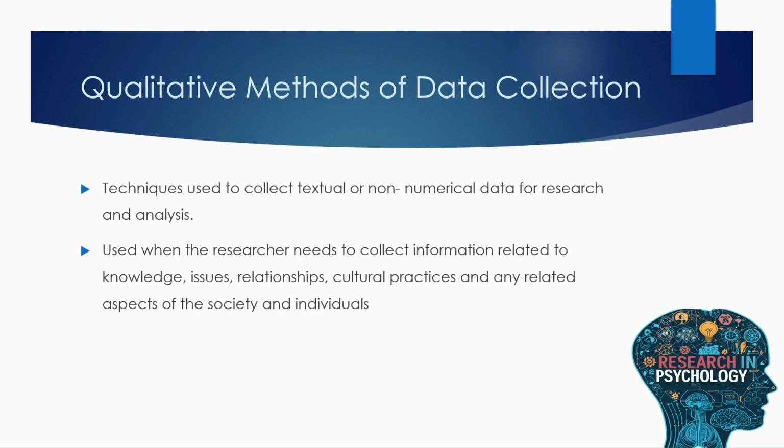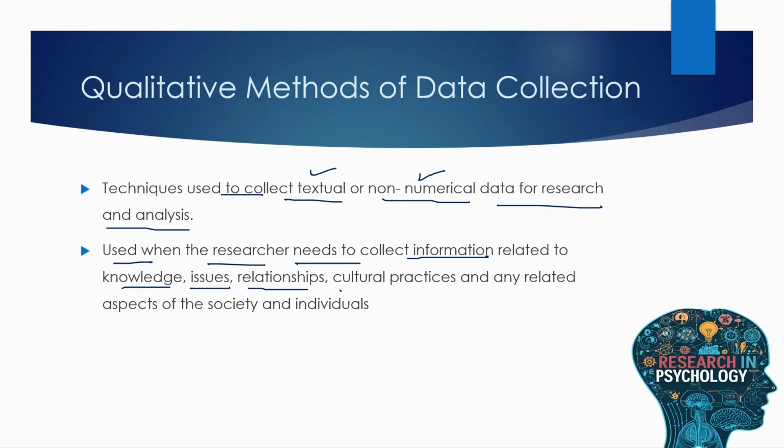Let's quickly look at what it is. These are techniques used to collect textual or non-numerical data for research and analysis. Qualitative methods of data collection are used for collecting qualitative data, and qualitative data is textual or non-numerical, which means no numbers, right? These methods are used when the researcher needs to collect information related to knowledge, issues, relationships, cultural practices, and any related aspects of the society and individuals, where statistical analysis is not involved.